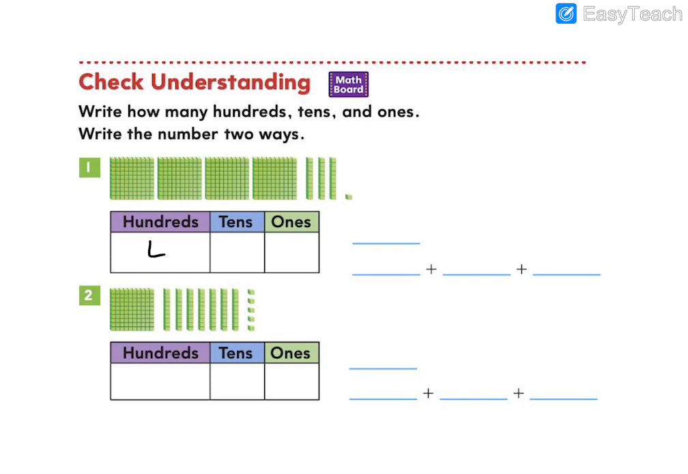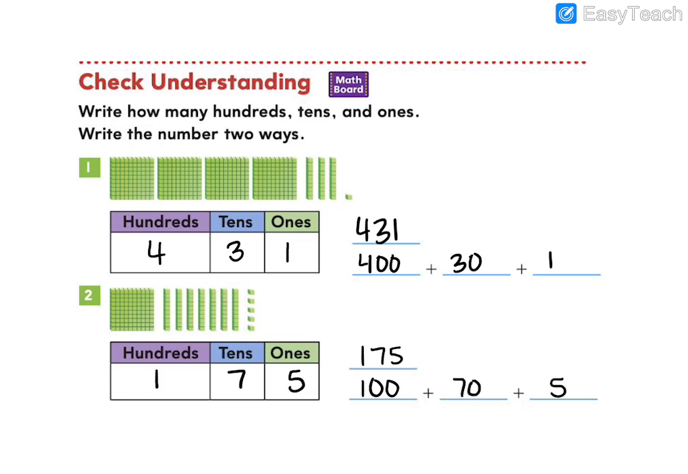For number 1, you should have found there were 4 hundreds, 3 tens, and 1 one. That's equal to 431. We can show that as 400 plus 30 plus 1. For the second problem, you should have seen that there was 1 hundred, 7 tens, and 5 ones, which is equal to 175. When we show that, it's equal to 100 plus 70 plus 5.